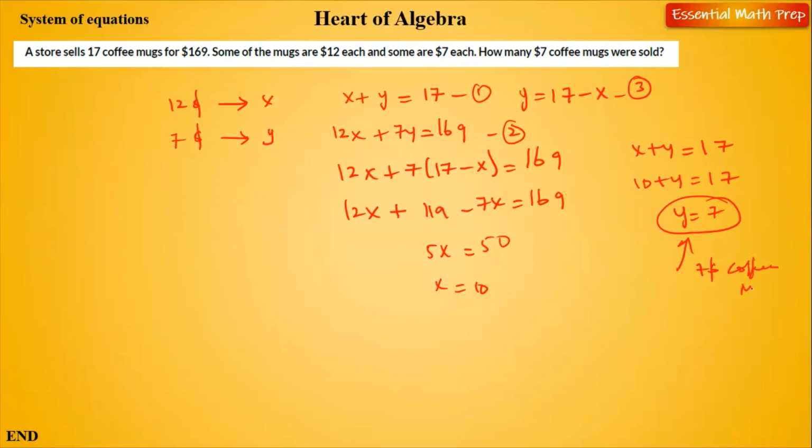$7 coffee mugs. I'm glad I finished with a coffee problem, because that's precisely what I'm going to do after completing this video, because after this 6-part series on system of equations, the thing I need is a coffee, a giant, big coffee, not a $12 coffee mug, not a $7 coffee mug. I probably need a $169 coffee mug, because that's how much caffeine I need.